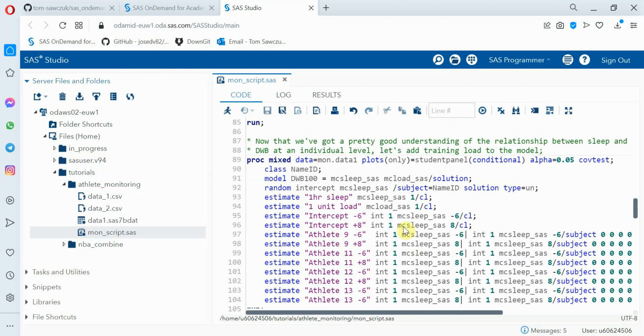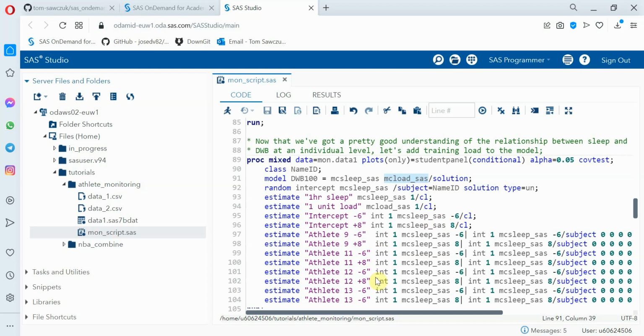To include it within the model as a covariate, all you have to do is add the variable name to the model statement. So now it's virtually exactly the same model as before, except now we have accounted for the mean-centered training load as well. When we run these estimate statements, the estimate that we get out will now be at the mean training load for that athlete. So if that athlete has 200 units of load as their mean daily training load, that's what it'll be at. If they have 600, it'll be at that value.